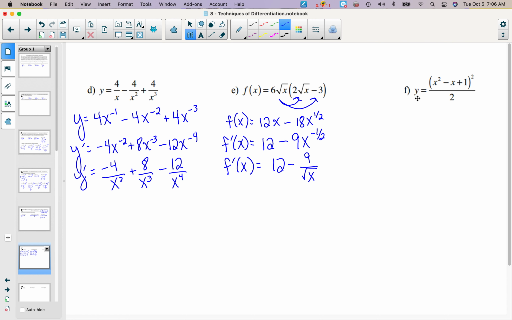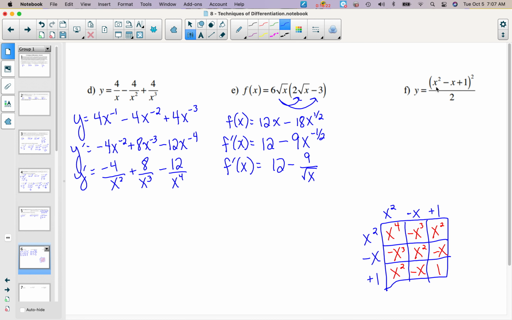On part F, I am going to multiply this out. And on this one, it's kind of different, so this is what I do. I'm going to pause this just so I can set it up and not use up time. If I'm multiplying x squared minus x plus 1 times itself, a lot of times I will just organize it in a box. So x squared times x squared is x to the 4th, x squared times minus x. It's just a way to organize it.